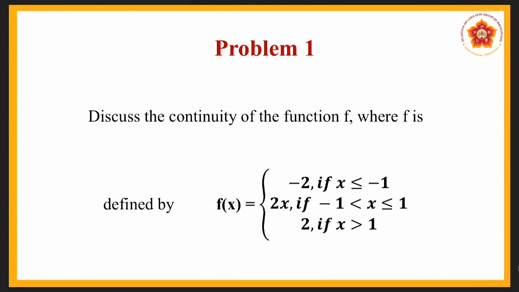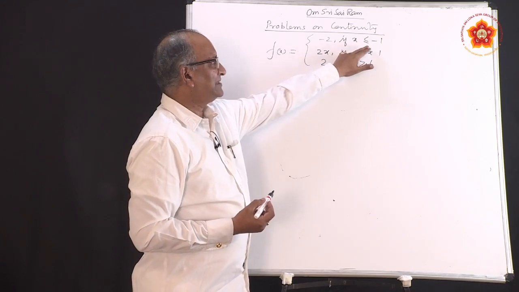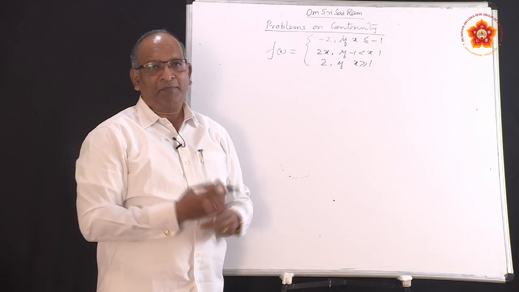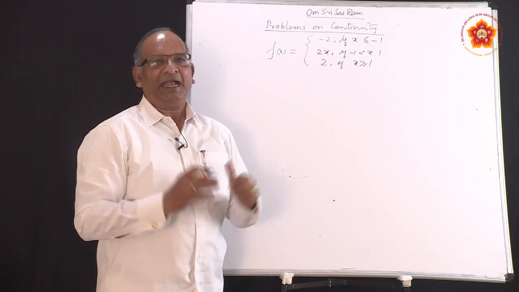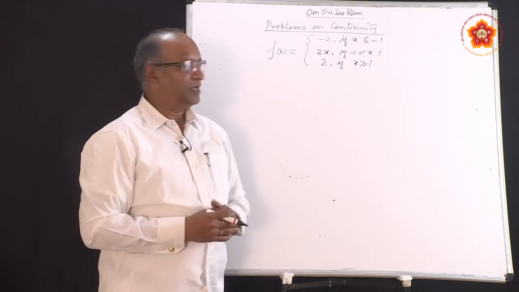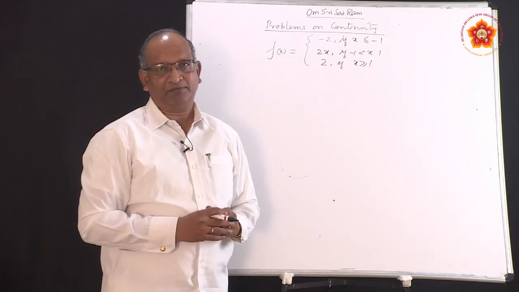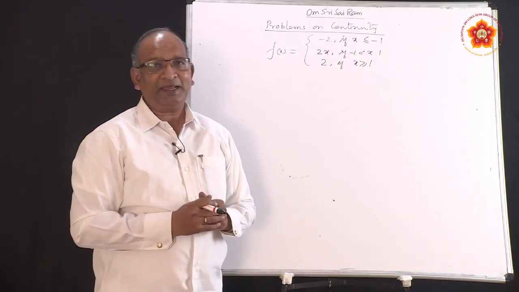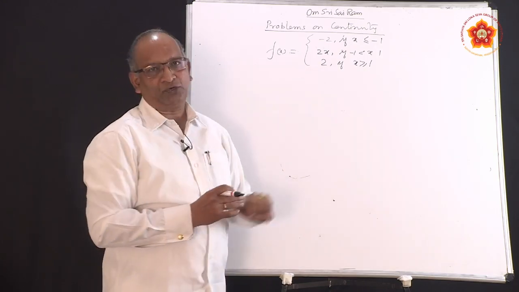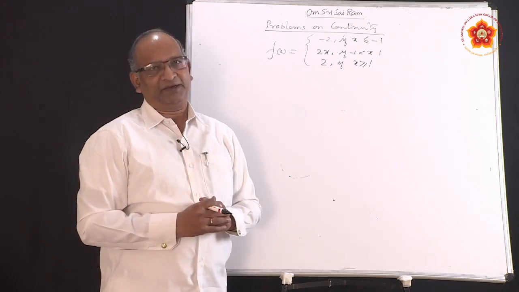Now, let us discuss each interval. In the first interval, when x is less than or equal to -1, f(x) is -2. -2 is a constant function, and we know that constant functions are always continuous in a given interval. Look at the second one, f(x) is 2x if it is between -1 and 1, which is also continuous. Why? Because it is a polynomial function. Come to the third one, which is again 2, a constant function.